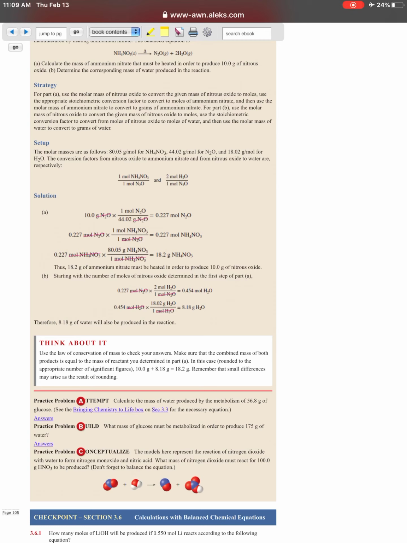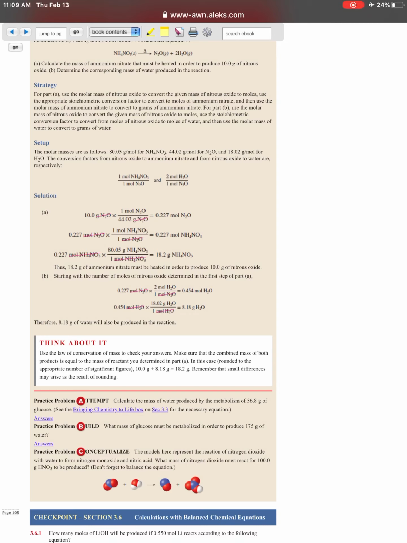Convert that to grams. When you have moles of something, you multiply it by its molar mass, and that will give you the mass of that something. So for water, it's 18.02 grams per mole. Multiplying that by 0.454, you get 8.18 grams of water. So now we have 2 results. 10.0 grams of N2O was produced, and 8.18 grams of water was produced.